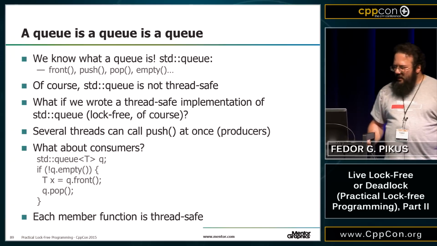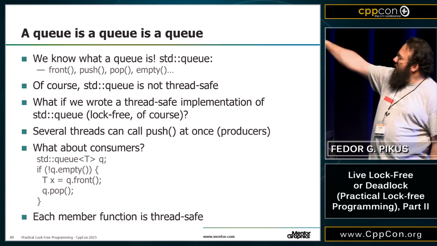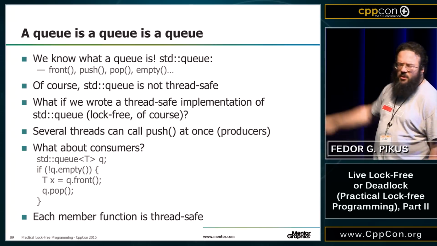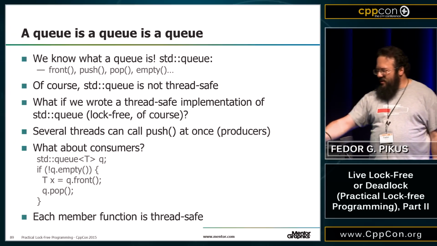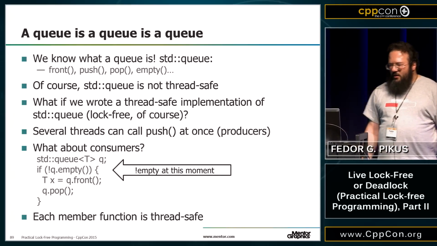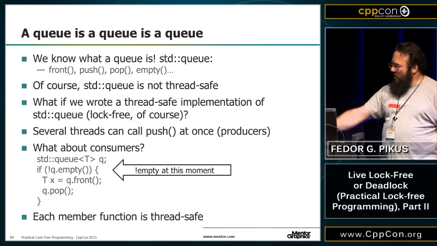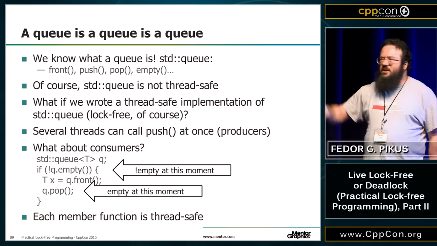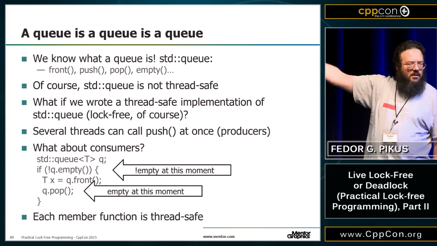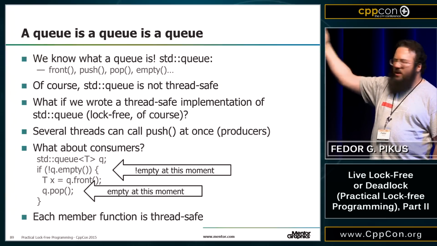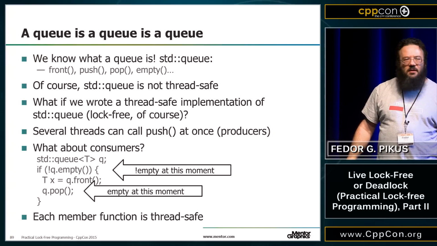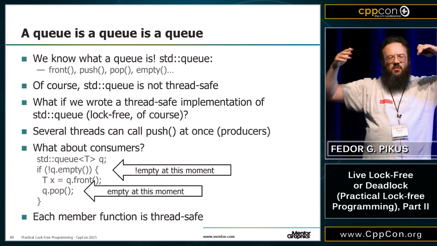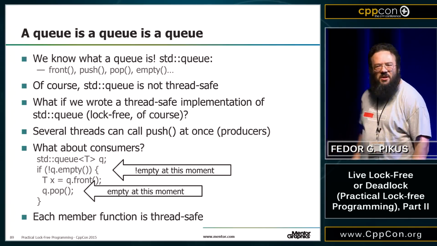What about pop? Well, this is how you read from a std::queue. You check if it's empty, you get the front, and you pop it. That's the interface you provided. Each member function is thread safe. Not empty right now. Oops, now it's empty. What happens if you pop an empty queue? Why is it now empty? Because another thread came in and popped it while you weren't looking. What happens if you pop an empty queue? Sorry? Well, if you're with debug exceptions, undefined behavior in general.